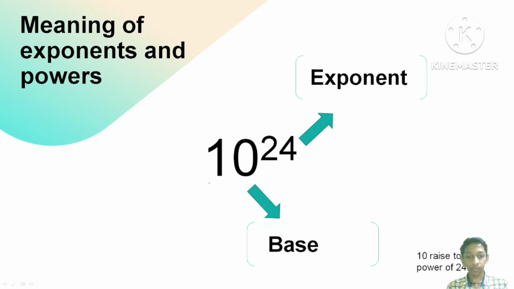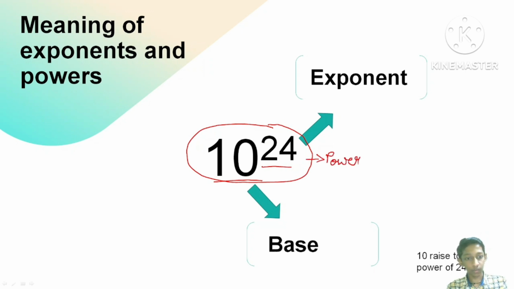In this example, 10 raised to the power of 24, 10 is the base and 24 is the exponent. Then what is power? You might say that 24 is also called power, but 24 is an exponent. The whole expression, 10 raised to the power of 24, is called a power. We just read it as 10 raised to the power of 24, but it doesn't mean that 24 is a power. 24 is an exponent.